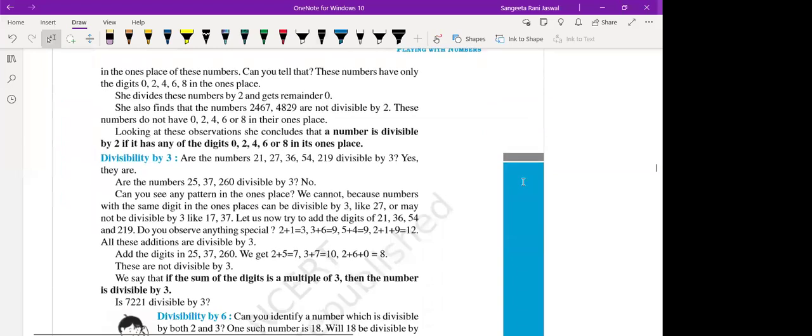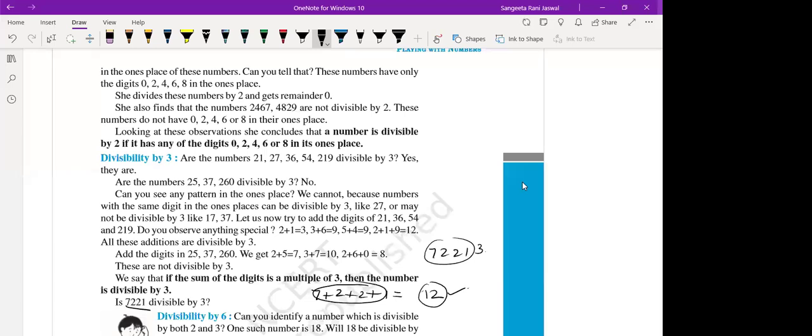Okay, then is the divisibility by 3. So to check the divisibility by 3, we add up all the numbers. Now suppose if you have this example 7, 2, 2, 1. So we just add all the digits and see whether they are all divisible by 3. That is, if the number comes in the table of 3, then we say that the number is divisible by 3. Like 7 plus 2 is 9, 9 plus 2, 11, then 12. So 12 is divisible by 3, 12 comes in the table of 3. So yes, we say that this number is divisible by 3.